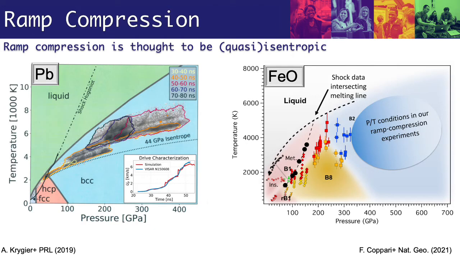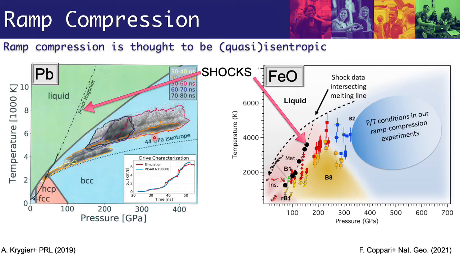The development of RAM compression is such that the compression path should be quasi-isentropic, meaning that it should closely follow an isentrope, where the temperatures are much lower than those reached in shock compression experiments. These isentropic conditions are ideal to explore planetary interiors because planetary interiors that are assumed to be dominated by convection have an isentropic profile.